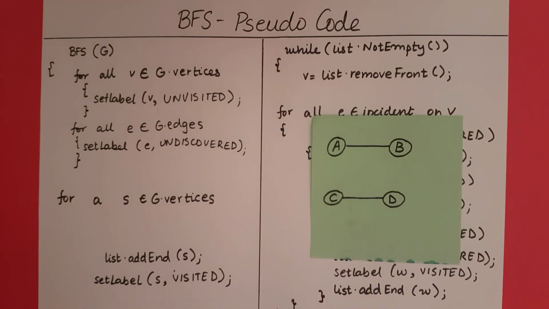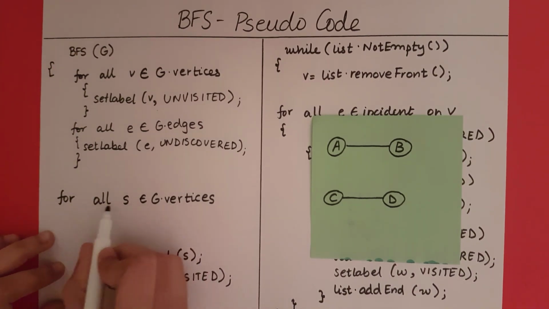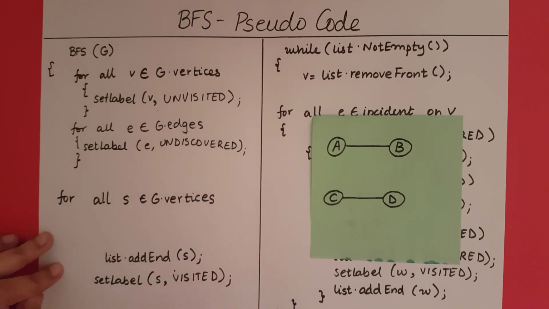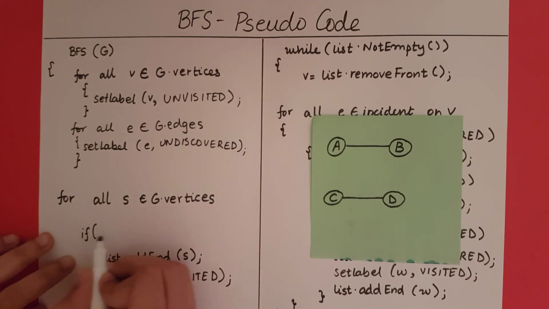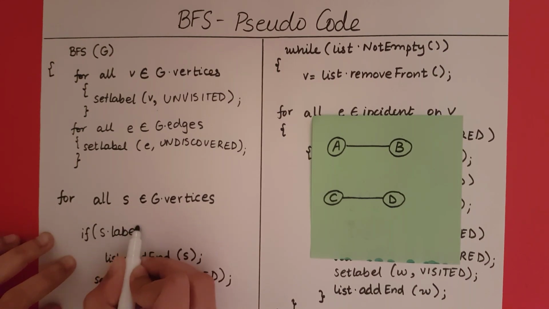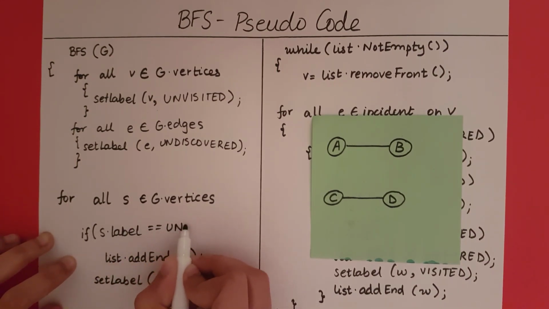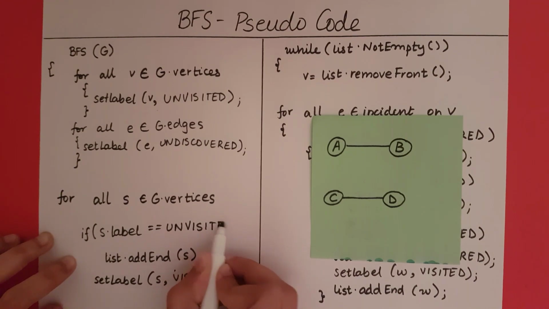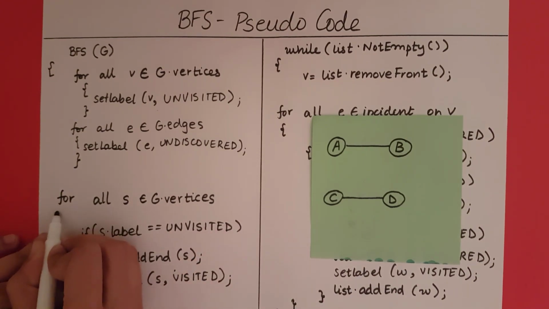So what can we say about this? This algorithm will only visit those vertices and edges that are connected to our arbitrary start vertex. So how do we modify this algorithm such that it can be used for disconnected graphs as well? What we must do is, for all S belonging to G dot vertices, if S dot label is equal to unvisited, we must perform this.